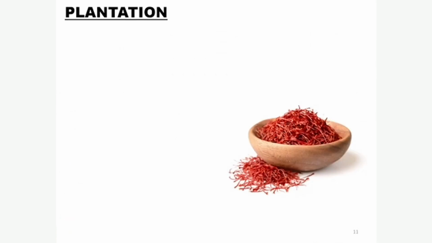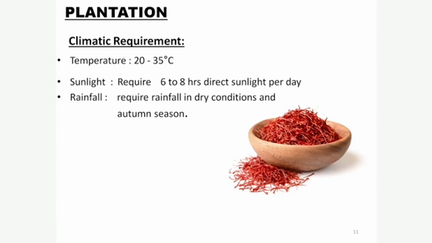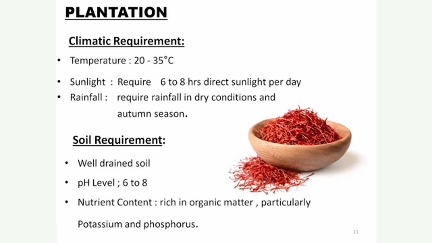Further, we discuss the plantation part of the saffron, what the climatic requirements are during the plantation of the saffron. The temperature required is around 20 to 35 degrees Celsius, and generally the saffron plant requires 6 to 8 hours of direct sunlight per day, and it requires rainfall in dry conditions and in the autumn season. What are the soil requirements? We see one by one. Firstly, generally the soil is well-drained soil having a pH level around 6 to 8, and the soil requirement is that it is rich in organic matter, particularly having potassium and phosphorus content.